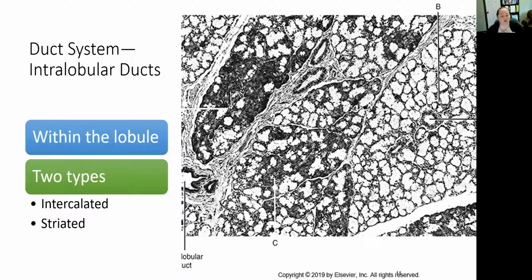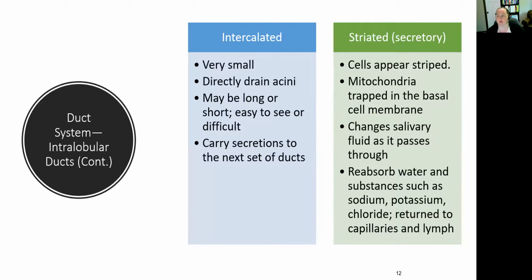Our intralobular ducts are within the lobule. There are two types, the intercalated and striated. Our intercalated ducts are very small and directly drain the acini. They may be long or short, easy to see, or difficult. I always think that's funny. They carry secretions to the next set of ducts.